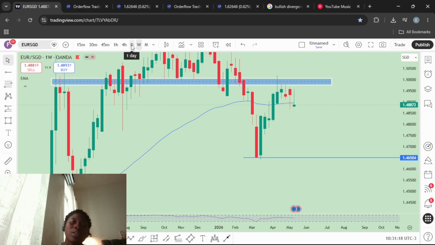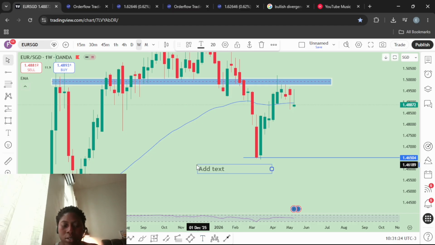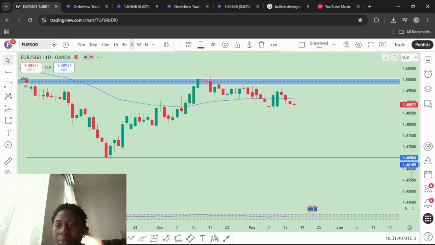So now let's go to the weekly time frame, since we have established our trend as a downtrend on the weekly time frame. I'm just going to put it here: weekly time frame downtrend. We need two time frames to be in a downtrend in order to have a directional bias. So now we'll go to the daily time frame.